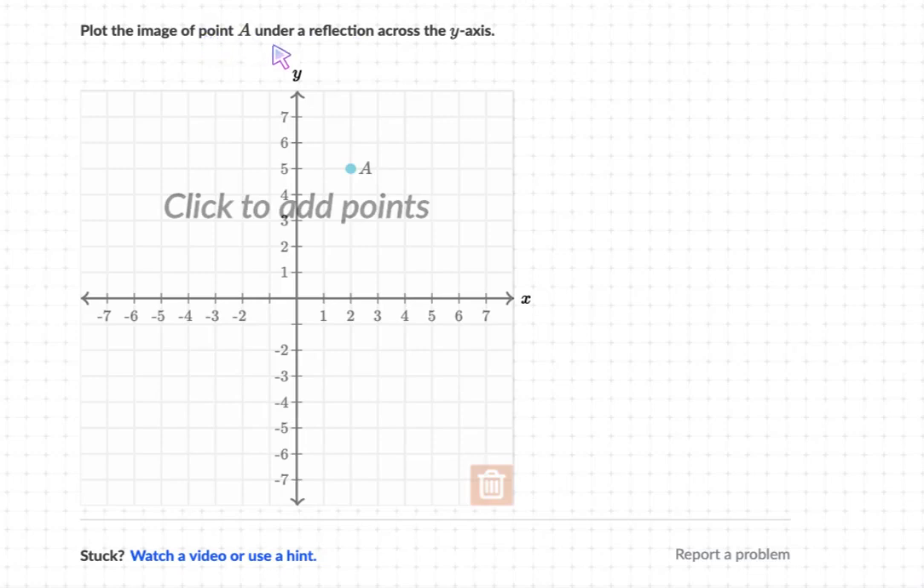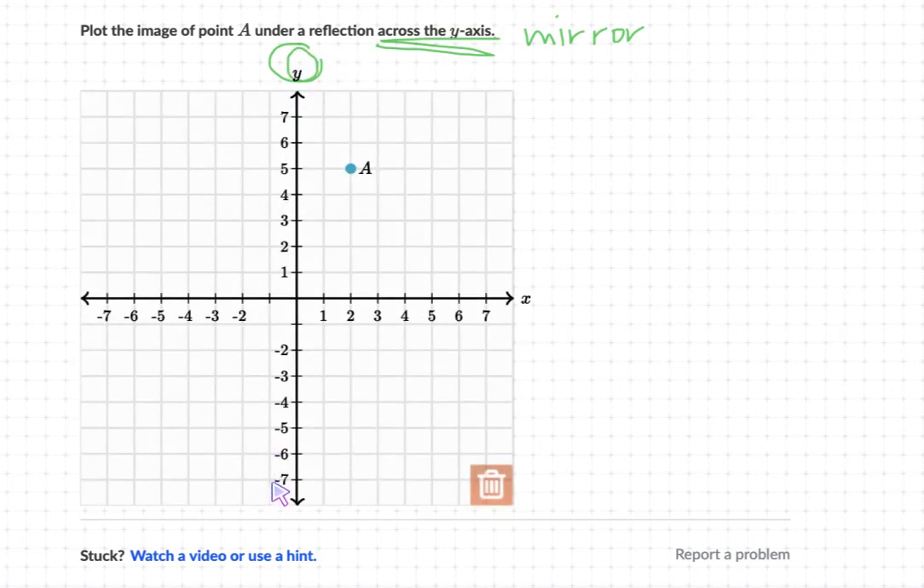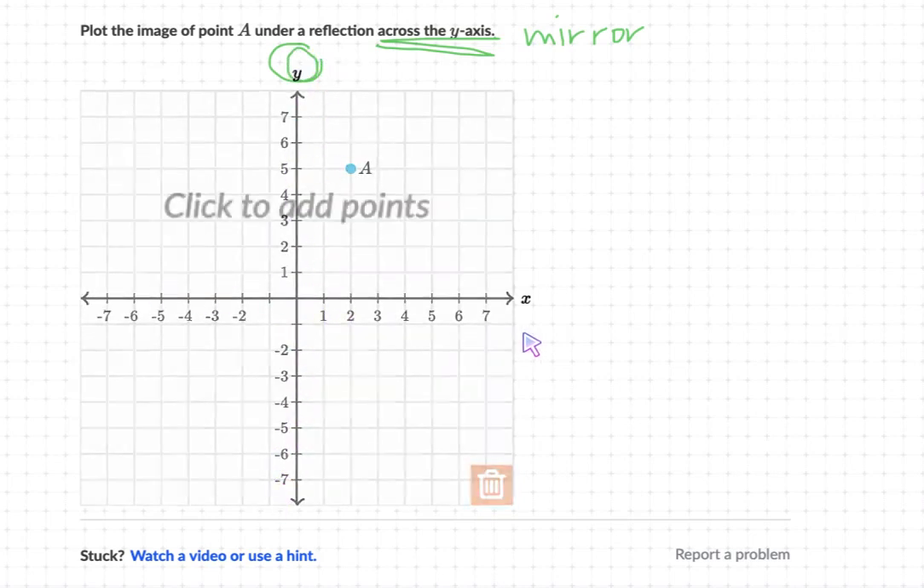So first thing that I notice is that it's across the y-axis. So the y-axis is going to act like our mirror. The y-axis is this one right here. Okay, so this line down here is going to be like the mirror. It could have very well been the x-axis. That's going to look very different.